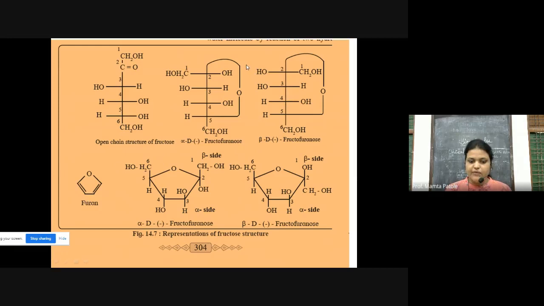Okay, so in the same way, the groups which are on the right hand side, for example OH, H, OH, all of these will go to the alpha side, that means they will go down. OH, H, OH and H, and the bulkier group would be on the top. Same is the case over here, right? So CH2OH, H, OH, and you'll have CH2OH and H over here. So this is alpha D fructofuranose and beta D fructofuranose.